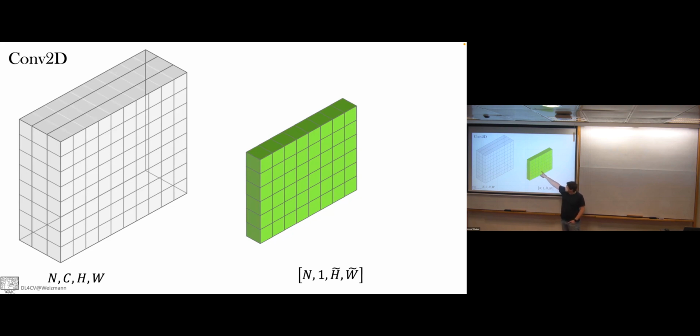Only one channel, because it took all the channels together and produced one channel. And then this H tilde and W tilde depends on the stride and on the padding and the calculation we talked about before, this (N minus K) divided by the stride plus 1. Are we good?